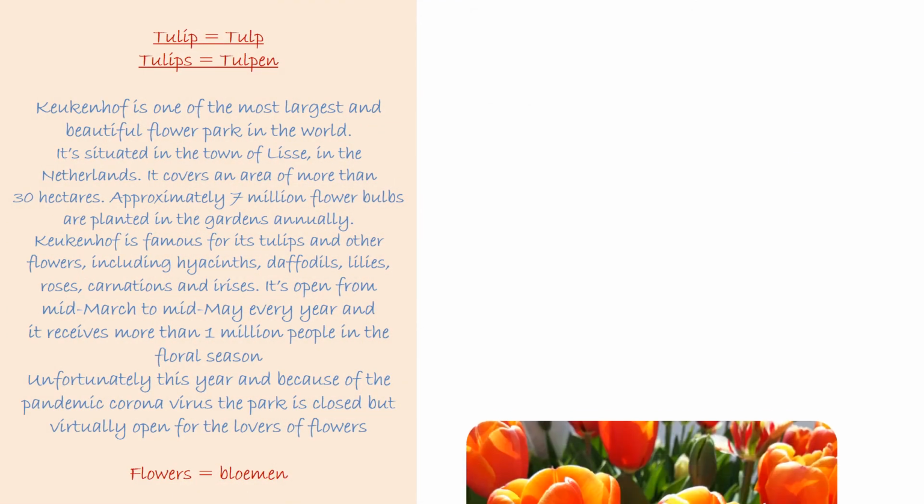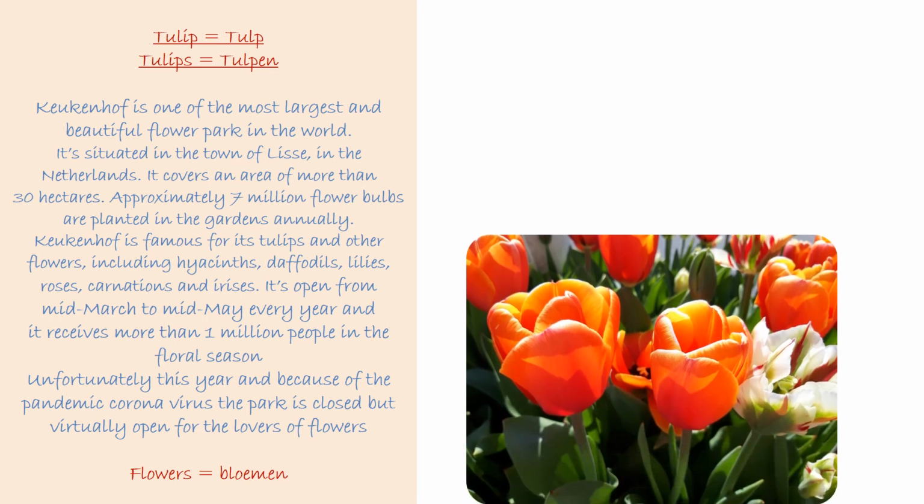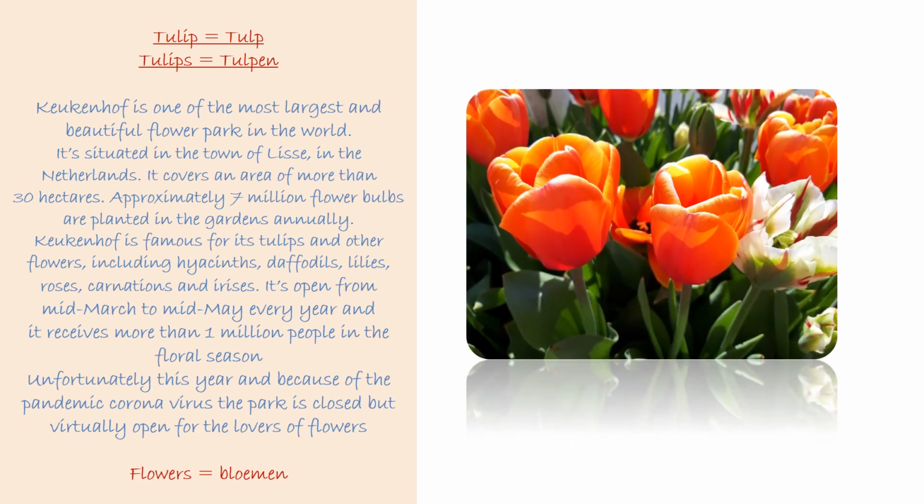Come back please to our question about the picture. Tulip is tulp, and in plural we say tulpen. Keukenhof is one of the largest and most beautiful flower parks in the world. It's situated in the town of Lisse in the Netherlands. It covers an area of more than 30 hectares. Approximately 7 million flower bulbs are planted in the gardens annually.